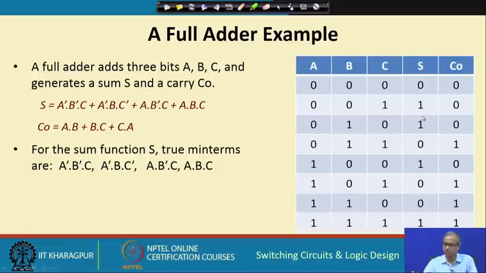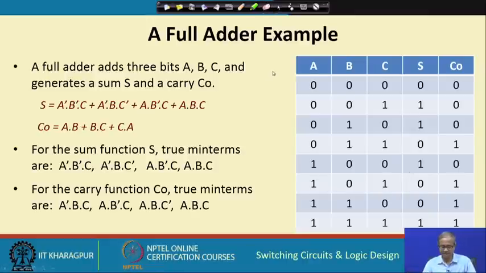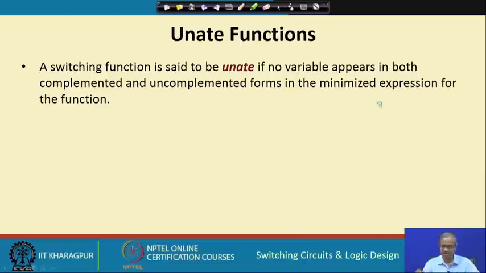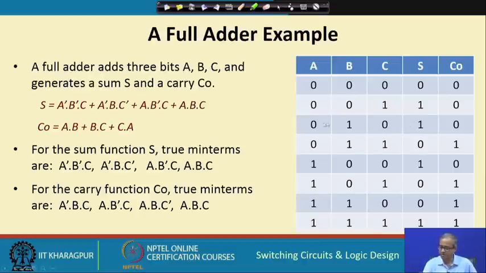So, talking about the true minterms for this sum, there are 4. The true minterms will be these 4 corresponding to the rows where sum is 1. Similarly, for the carry function, the 4 true minterms will be 0 1 1, 1 0 1, 1 1 0 and 1 1 1, that corresponds to this. In a similar way you can find out the max terms. Say for the first, max term will be A bar plus B bar plus C. Second one, it will be A bar plus B plus C bar. This one will be A plus B bar plus C bar and so on. Okay. Fine.